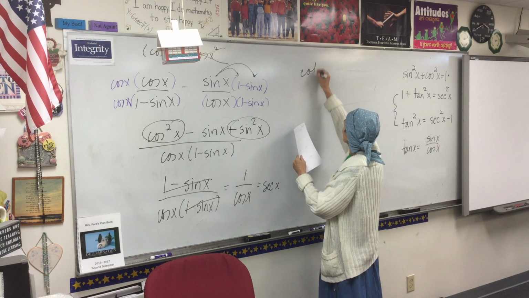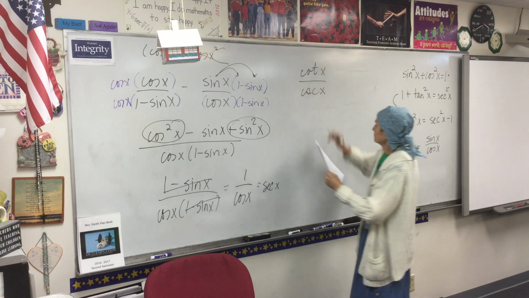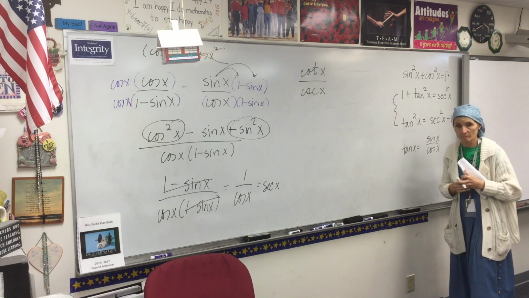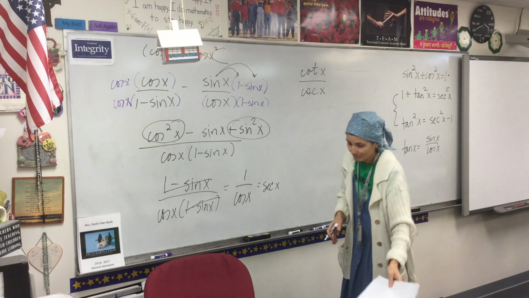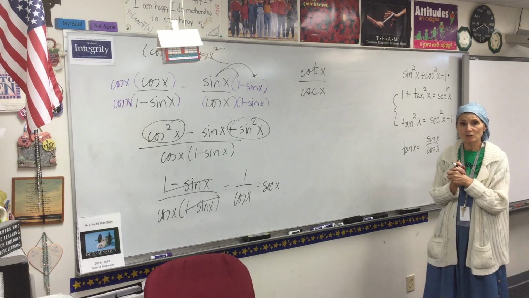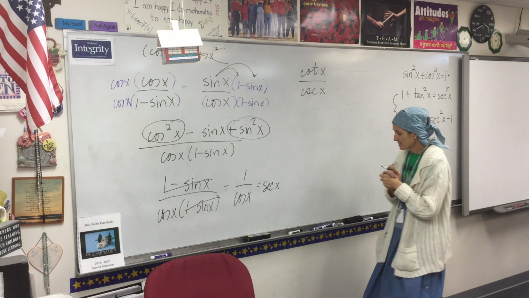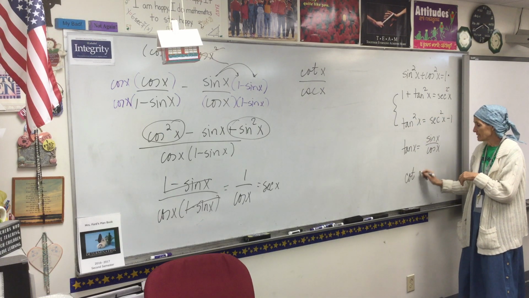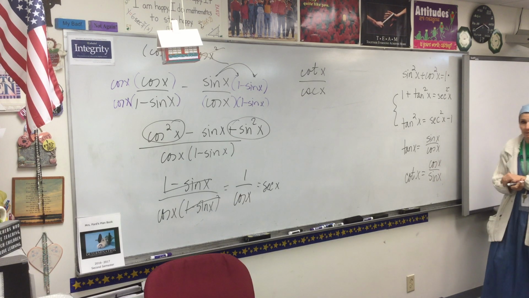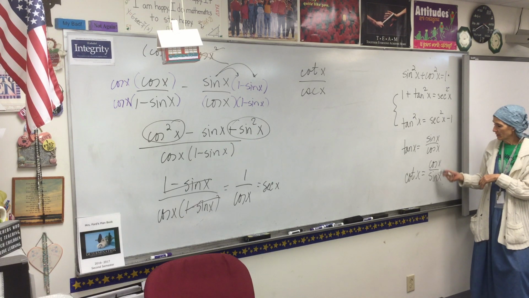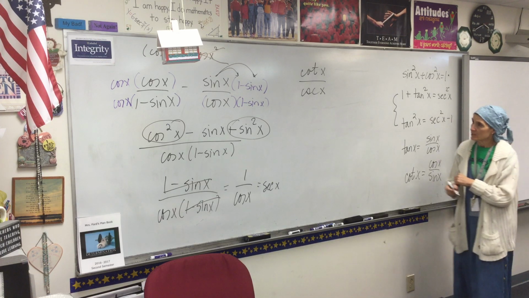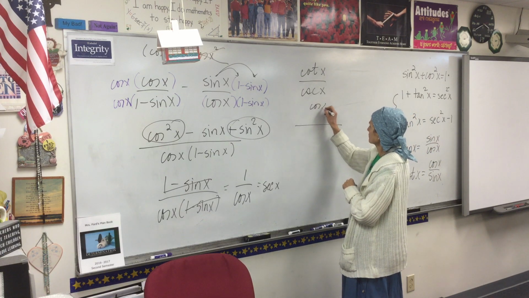All right, now we have cotangent divided by cosecant. Now, cotangent. By definition, one of the things that you have memorized or need to memorize is that cotangent is cosine over sine. It is x over y, adjacent over opposite, reciprocal of tangent. So on the top, I have cosine over sine.